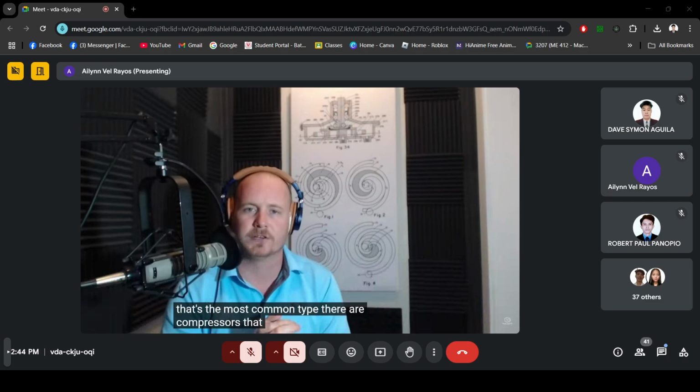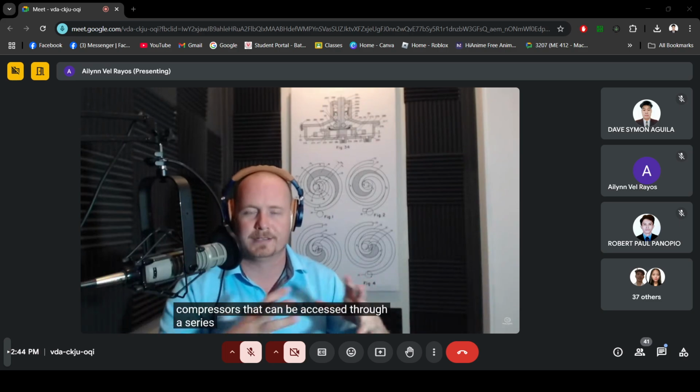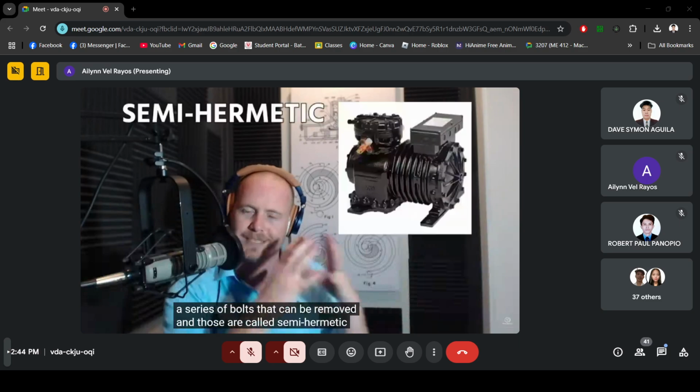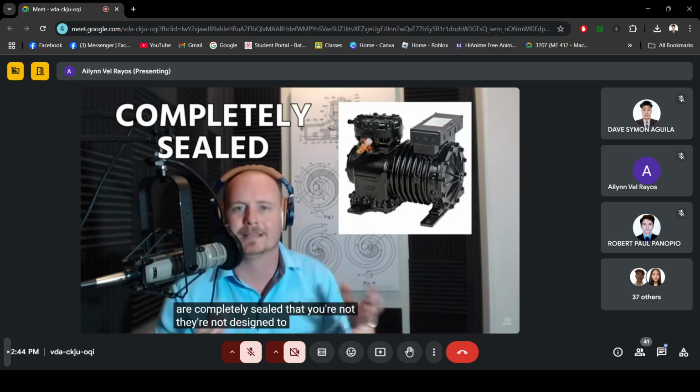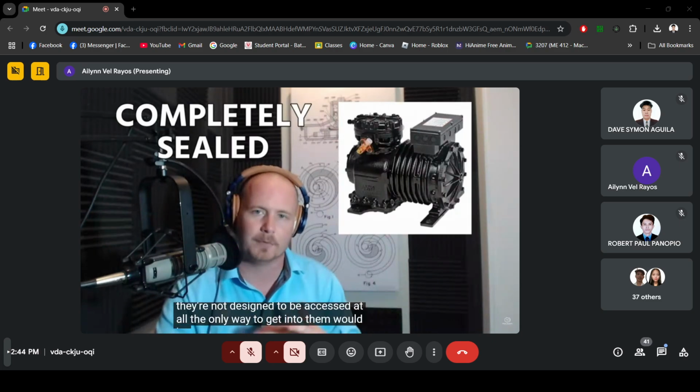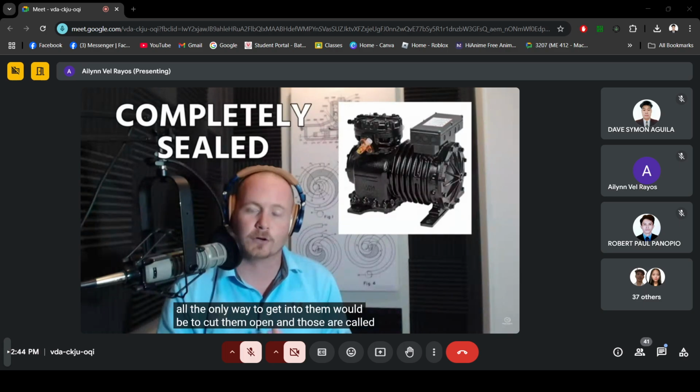That's the most common type. There are compressors that can be accessed through a series of bolts that can be removed, and those are called semi-hermetic compressors. There are compressors that are completely sealed, that they're not designed to be accessed at all. The only way to get into them would be to cut them open, and those are called hermetic compressors.